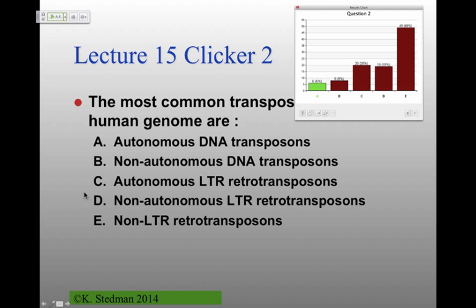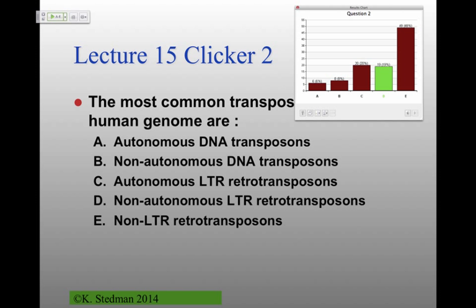Autonomous DNA transposons are very common in bacteria, but actually not very common in eukaryotic systems. We do have them. Non-autonomous DNA transposons were the first ones that were found by Barbara McClintock. Autonomous LTR retrotransposons are basically retroviruses that don't have any capsid proteins left with them anymore, but they're only about 8% of our genome. Non-autonomous LTR retrotransposons, there actually aren't very many of those in our genome. We didn't really talk about them.